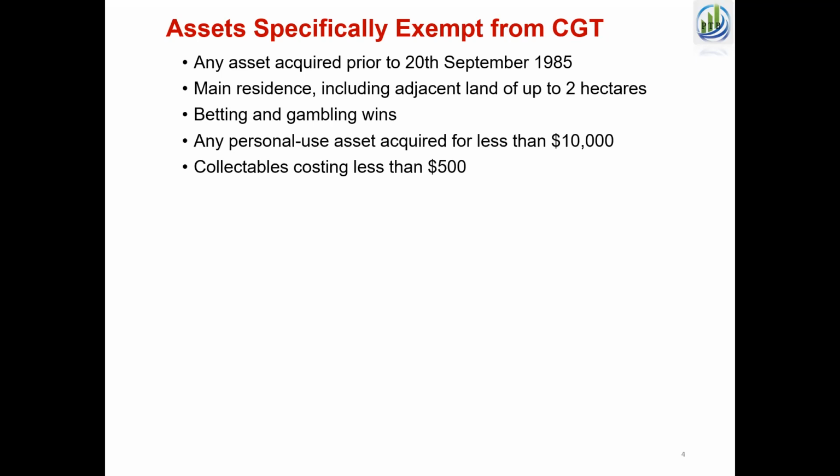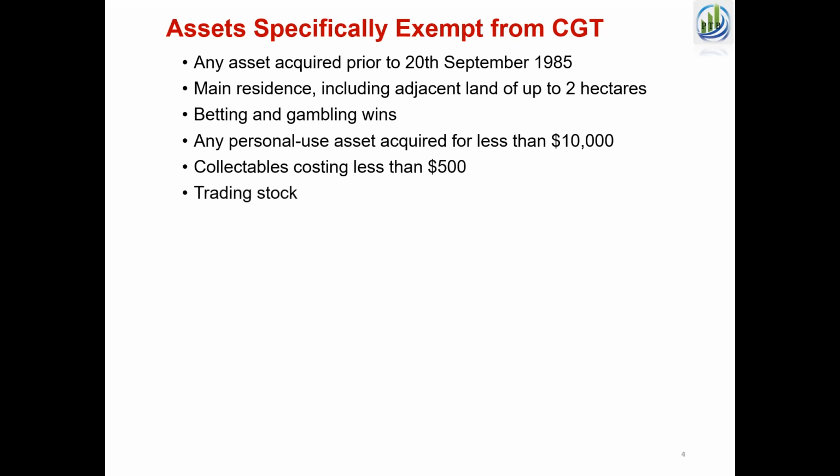All right. So when it comes to personal use assets, if the purchase price, not the sales price, is less than $10,000, we don't need to include it in the capital gain. For collectibles less than $500, we don't need to include them in our capital gain. But other assets like land and buildings, shares, investment property and everything else, no matter what price you purchased at, you must include them, right? The exemption is only applicable to personal use assets and collectibles.